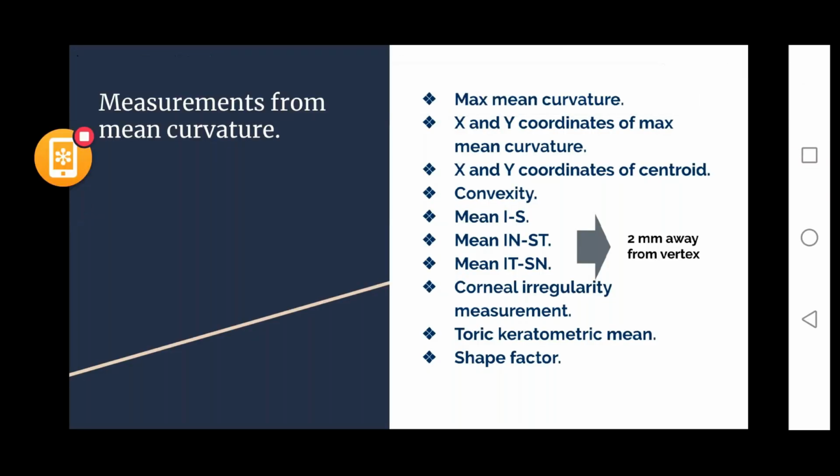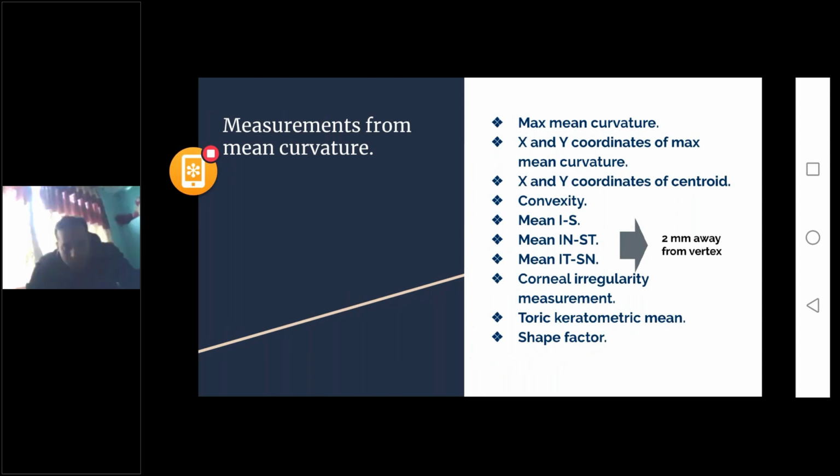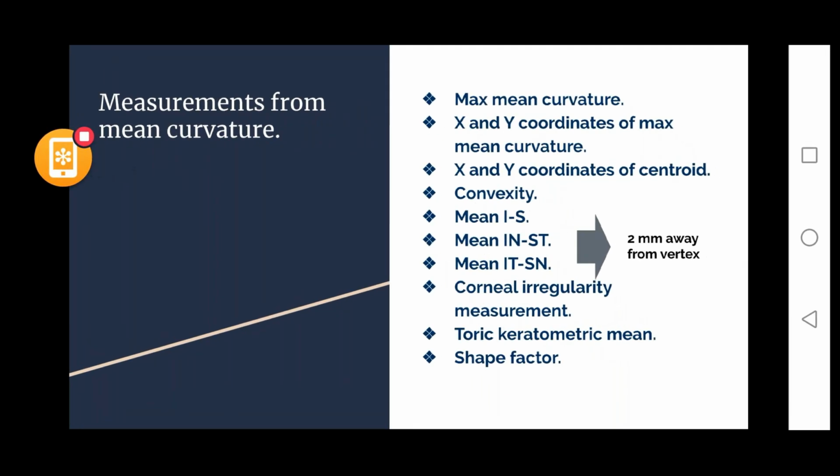So what are the measurements that we get from the mean curvature? Before I move further, let me tell you that all these measurements we acquire from the mean curvature map or technique are going to be used later in analysis in a map known as Pathfinder 2. We'll come to that, but I'm just giving you a little heads up. So what different values is it going to give us?